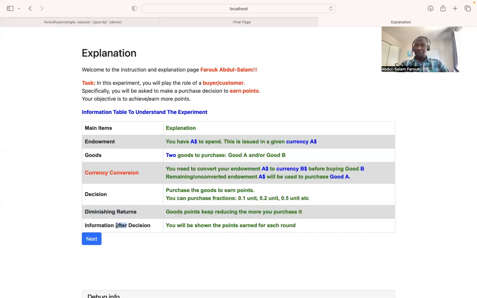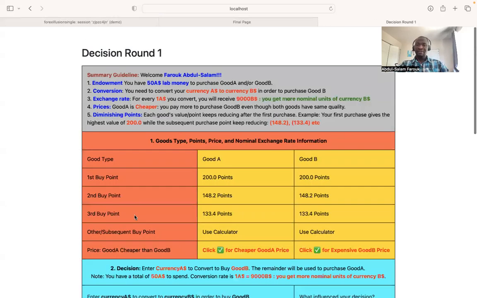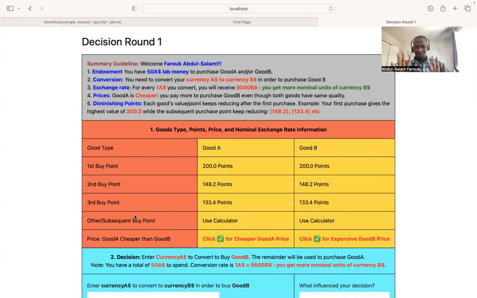So that's going to be something for you to look out for as you play this or as you participate in this experiment. Now let's quickly go on to round one just to understand how the setup is. As usual, you are being endowed with a given currency, which here happens to be currency A, which is like 50 A currency.